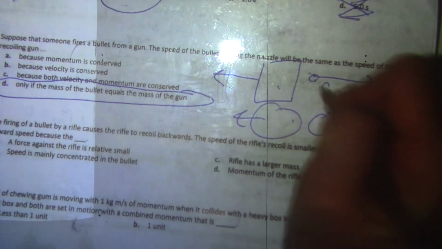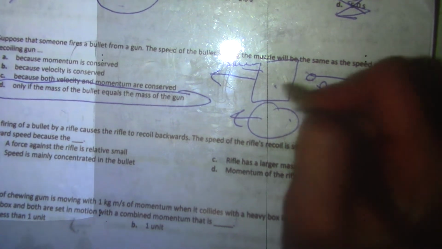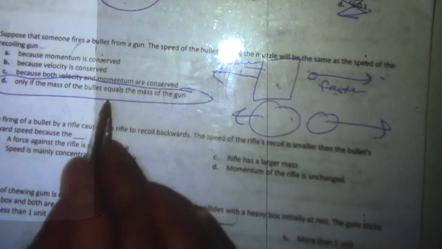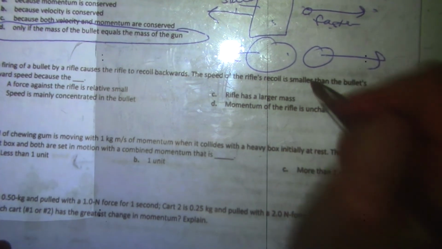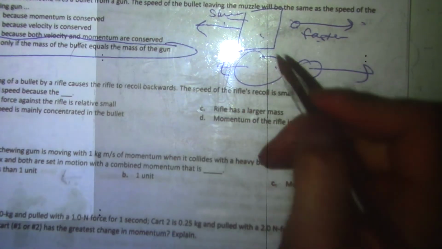Normally, this one would go much faster and this one would go much slower because the bullet has less mass and the gun has more mass. The only reason they'd be going off at the same speed is if their masses were equal. The firing of a bullet by a rifle causes the rifle to recoil backwards. The rifle speed is much slower than the bullet speed because the rifle has a much greater mass.